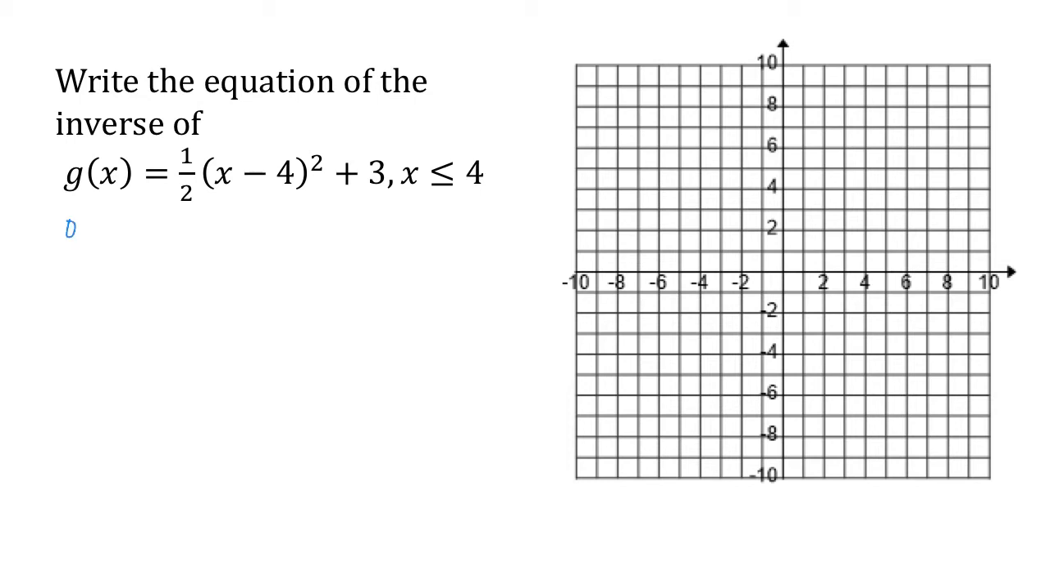So in the original function, the order of operations is: when you plug in a number for x, you subtract 4, and then you would get whatever value that is and square it. The next thing you would do is square that number. So order of operations, you do the parentheses first and then the exponents, and then you multiply, so then you would multiply by a half. And then the last thing would be adding 3.